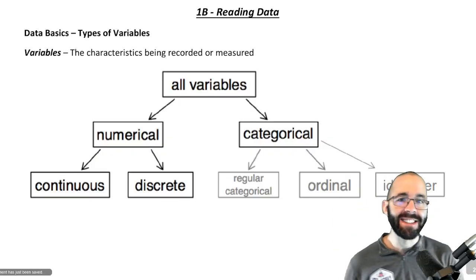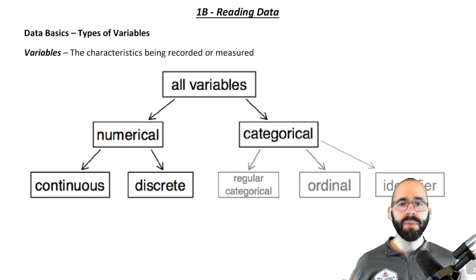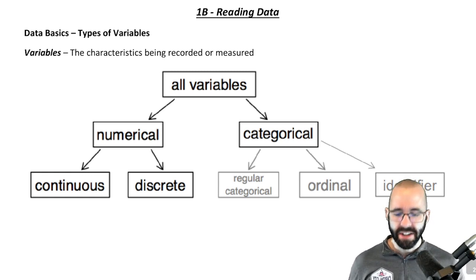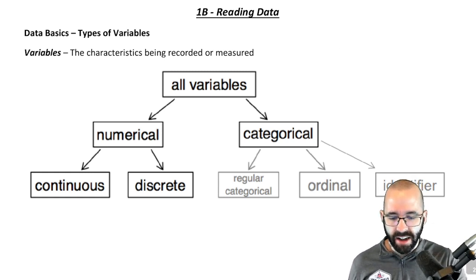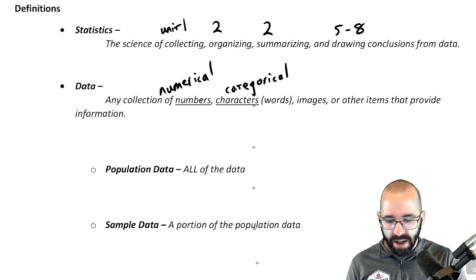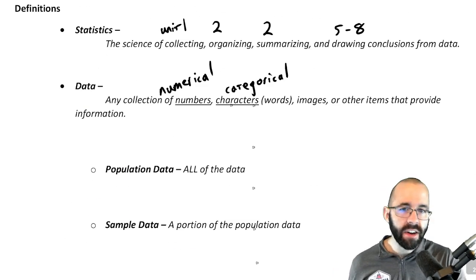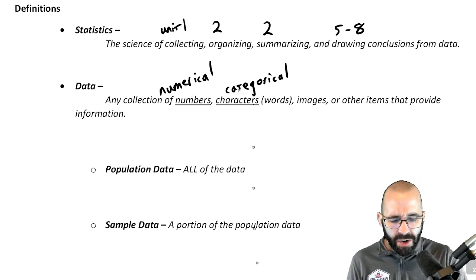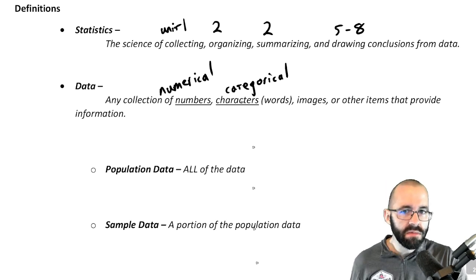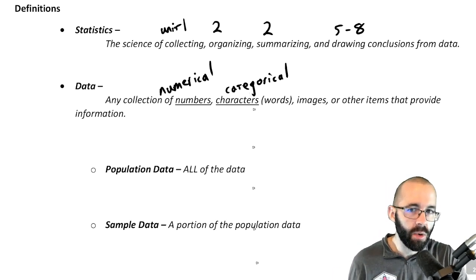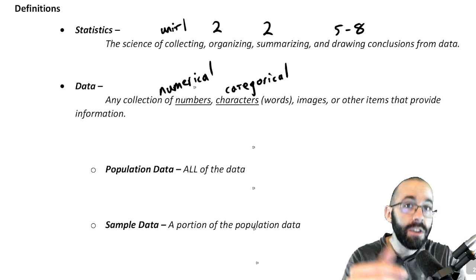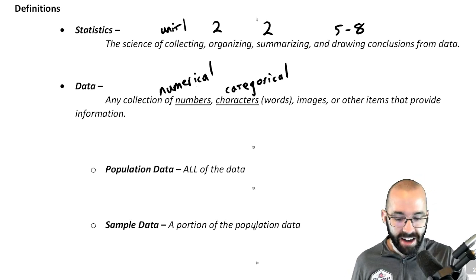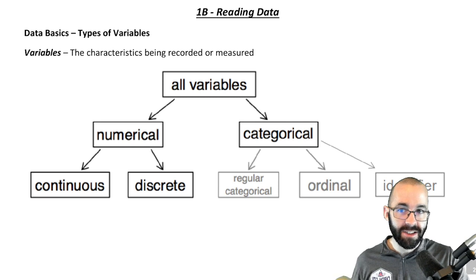We're going to talk about reading data in this section. We talked a little bit about this, right? We said there were different kinds of data. Data can be numbers, characters, images. Well, we're going to talk about what is numerical data and what is categorical data. In general, characters are categorical data, words are categorical data, and numbers are usually numerical data. But it's actually not quite that simple.